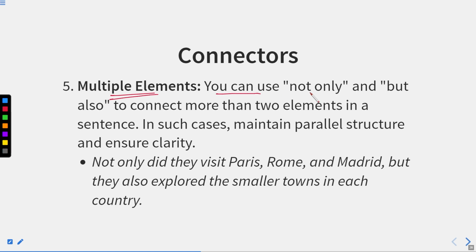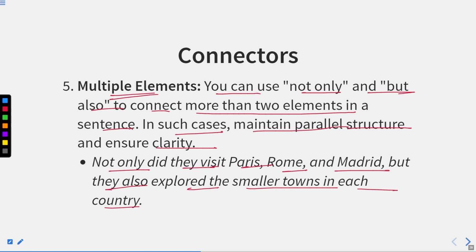Multiple elements. You can use "not only" and "but also" to connect more than two elements in a sentence. In such cases, maintain parallel structure and ensure clarity. "Not only did they visit Paris, Rome, and Madrid, but they also explored the smaller towns in each country."